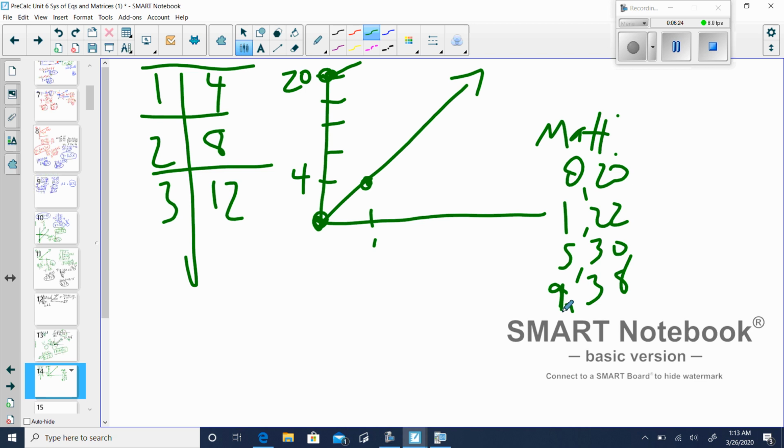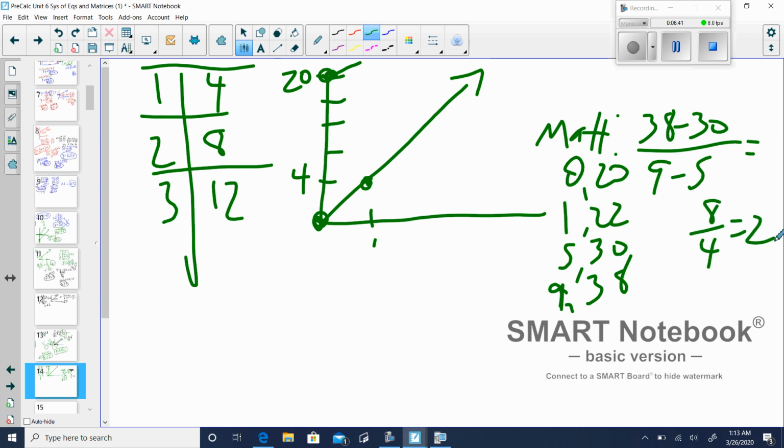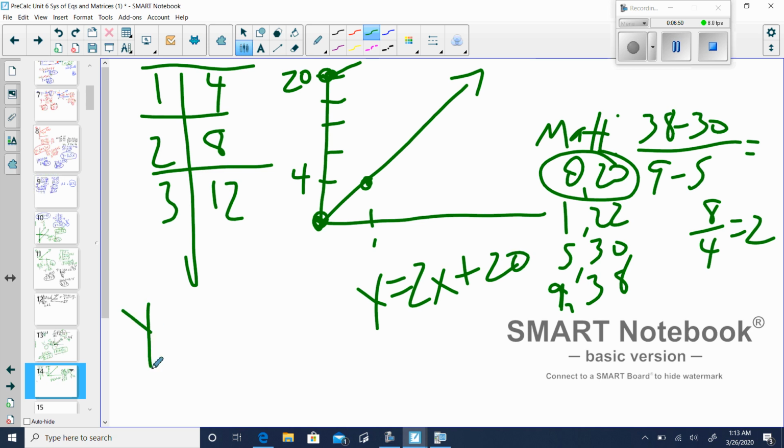So y2 minus y1. And we haven't done this before, so I'll do it right now for us. I'll take the less common points. So 38 minus 30, y2 minus y1, over x2 minus x1. So we get 8 over 4. We get 2. And since we start out at 0, 20, y equals 2x plus 20. Over here, for Seth, he gets y equals 4x.